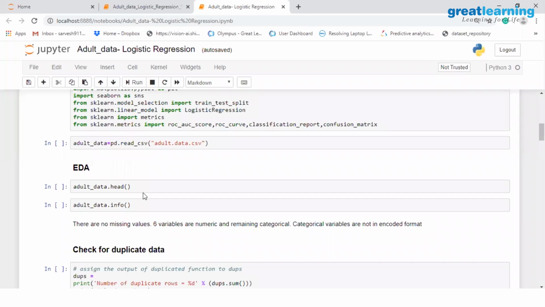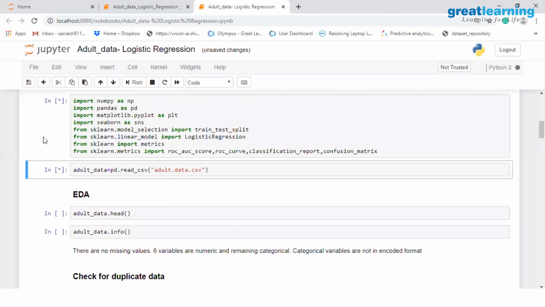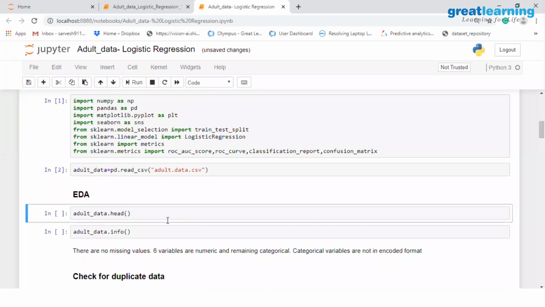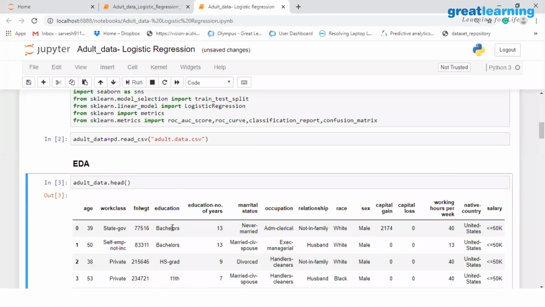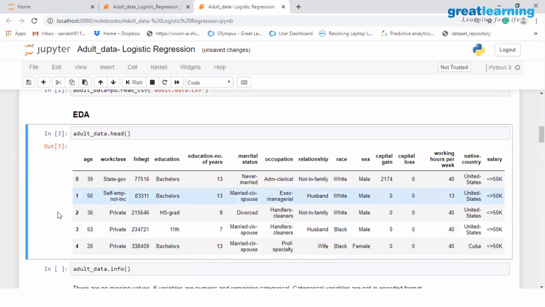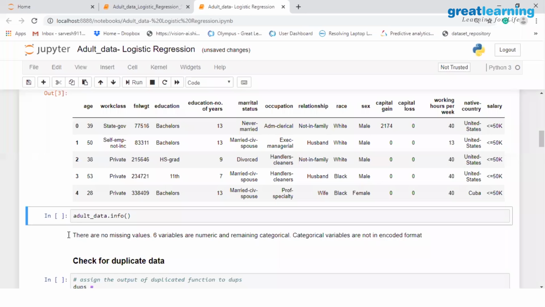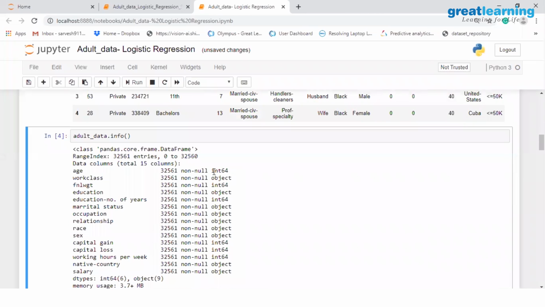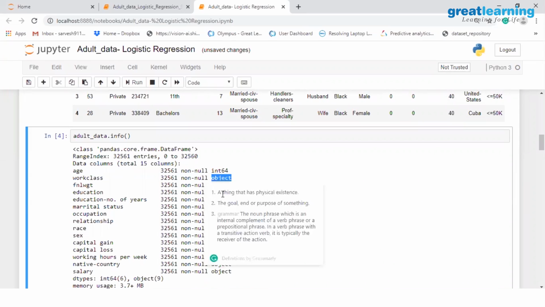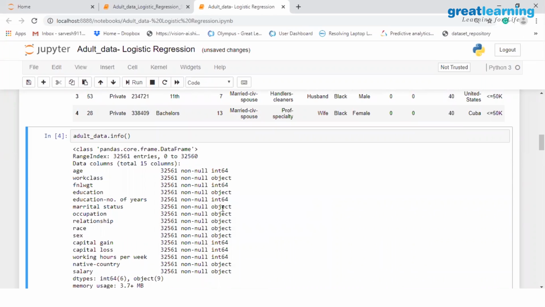I'm using all the libraries here and importing the data. For the exploratory data analysis, I'm just giving the head. What data is present, and what is the nature of the data? Integer for the age; work class is an object, education is an object, marital status is an object. Object means strings. These values are all strings.